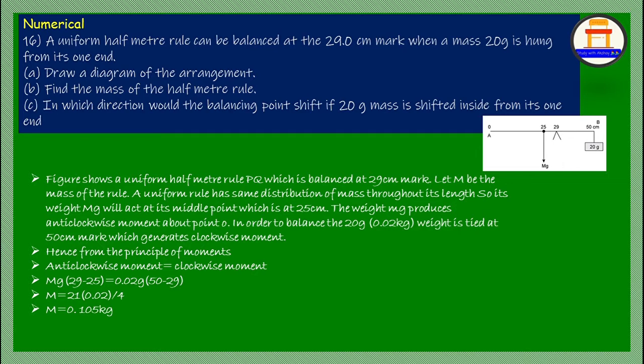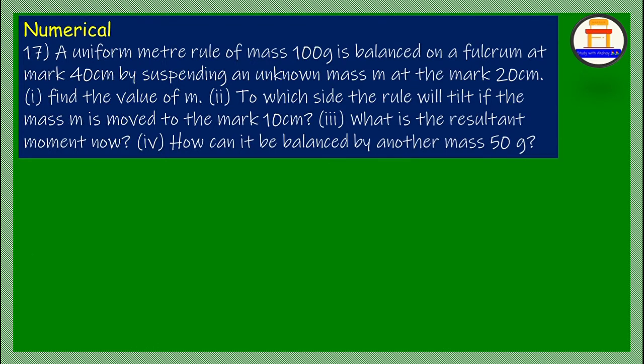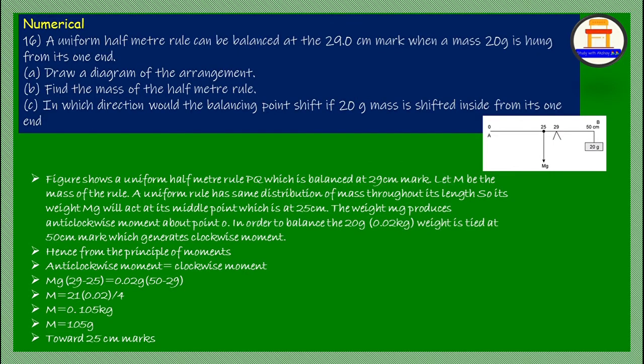Let's see the C question. Since it is in kg, we have to convert it into grams, because in the question they have given it in grams. We cannot keep it as kgs. In order to apply anticlockwise and clockwise moments, that is the principle of moments, we are converting it into kg. So towards the 25 centimeter mark, this acts. That is basically the direction with respect to that question. That was the C question.